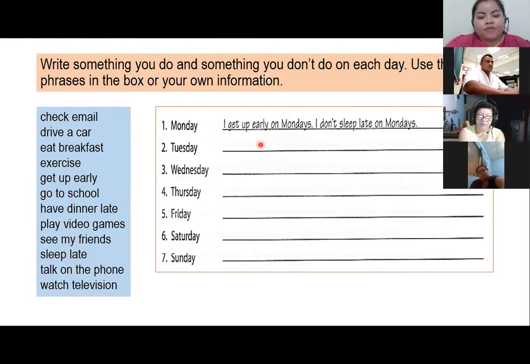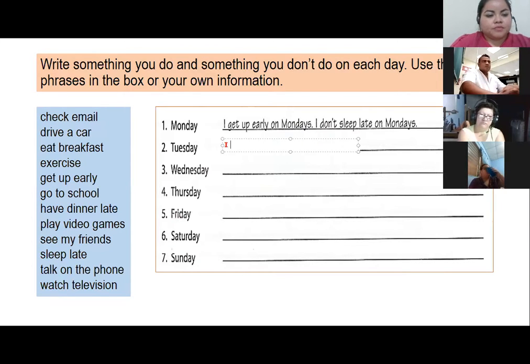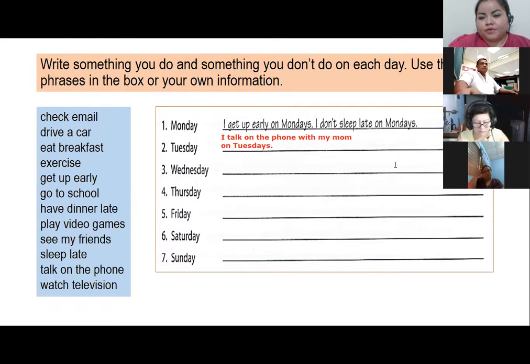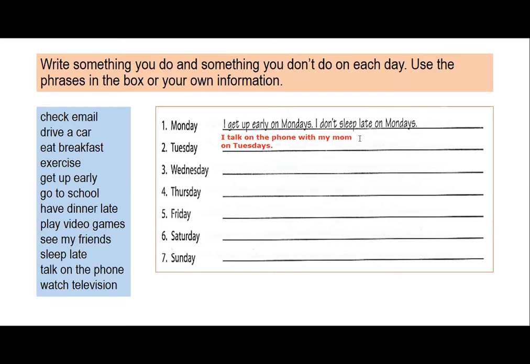I talk on the phone on Tuesdays. I don't exercise on Tuesdays, right? One positive, one negative, right? That's what we're going to do at this moment. We're going to put here, this is my information, right? My example. I talk on the phone with my mom on Tuesdays. This is positive, right? And negative is going to be, right?